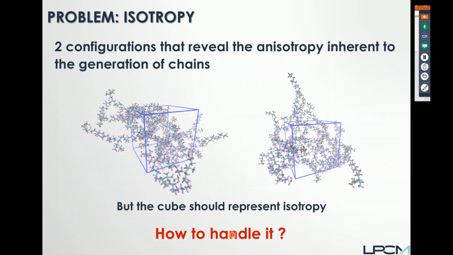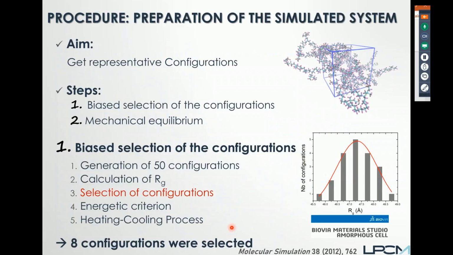So to answer this question, how to handle it. The procedure we propose in the lab is the preparation of the simulated system. The aim is to get representative configurations. There are 2 main steps. The first one is the biased selection of the configuration, and thereafter mechanical equilibrium on this configuration.